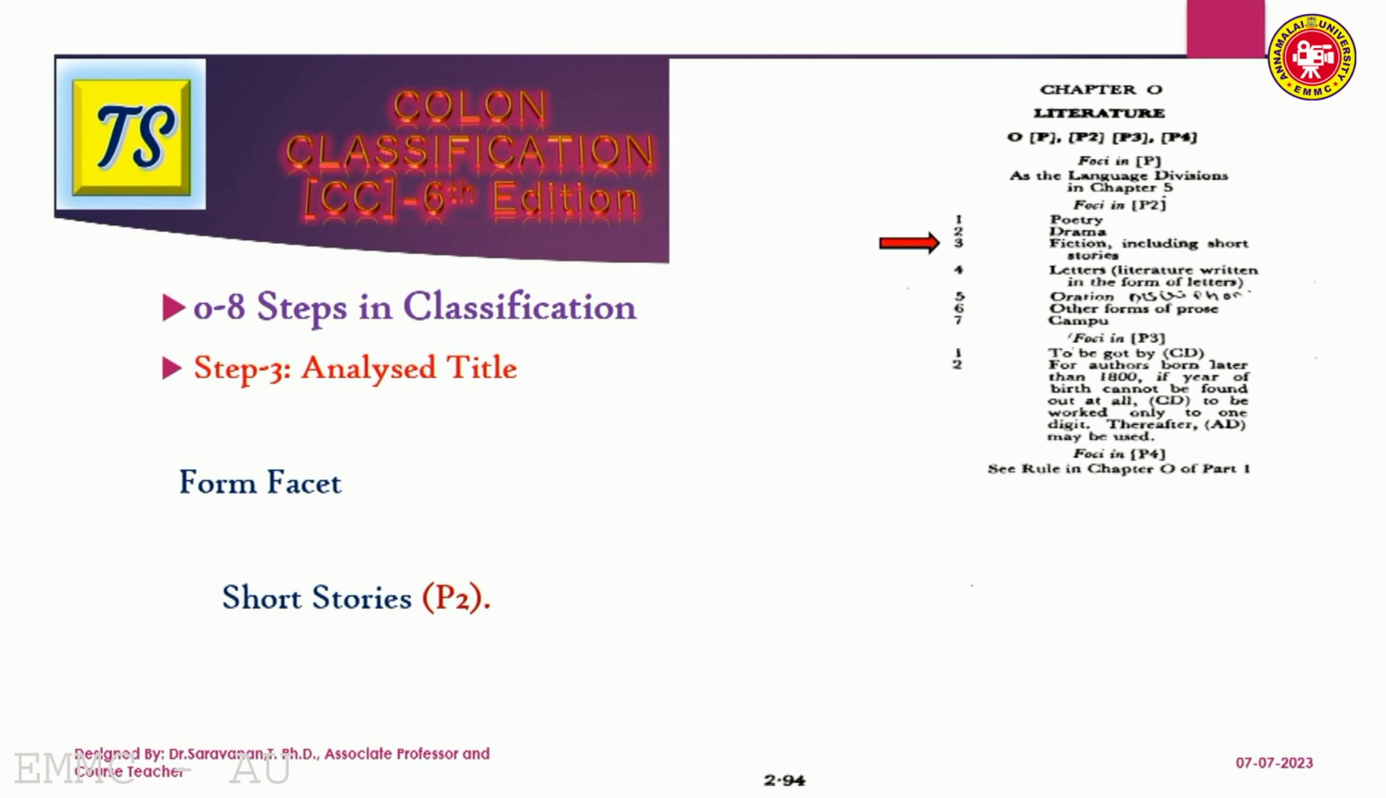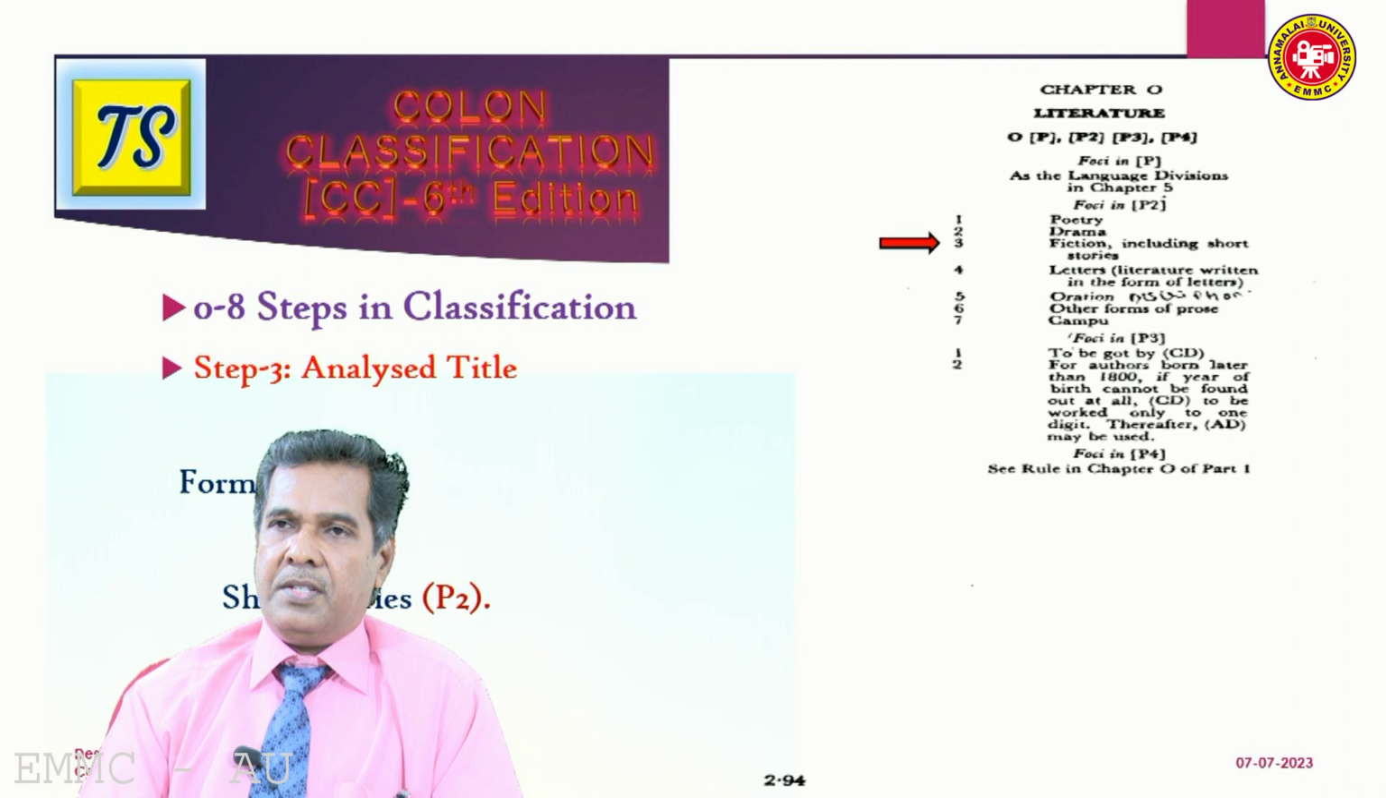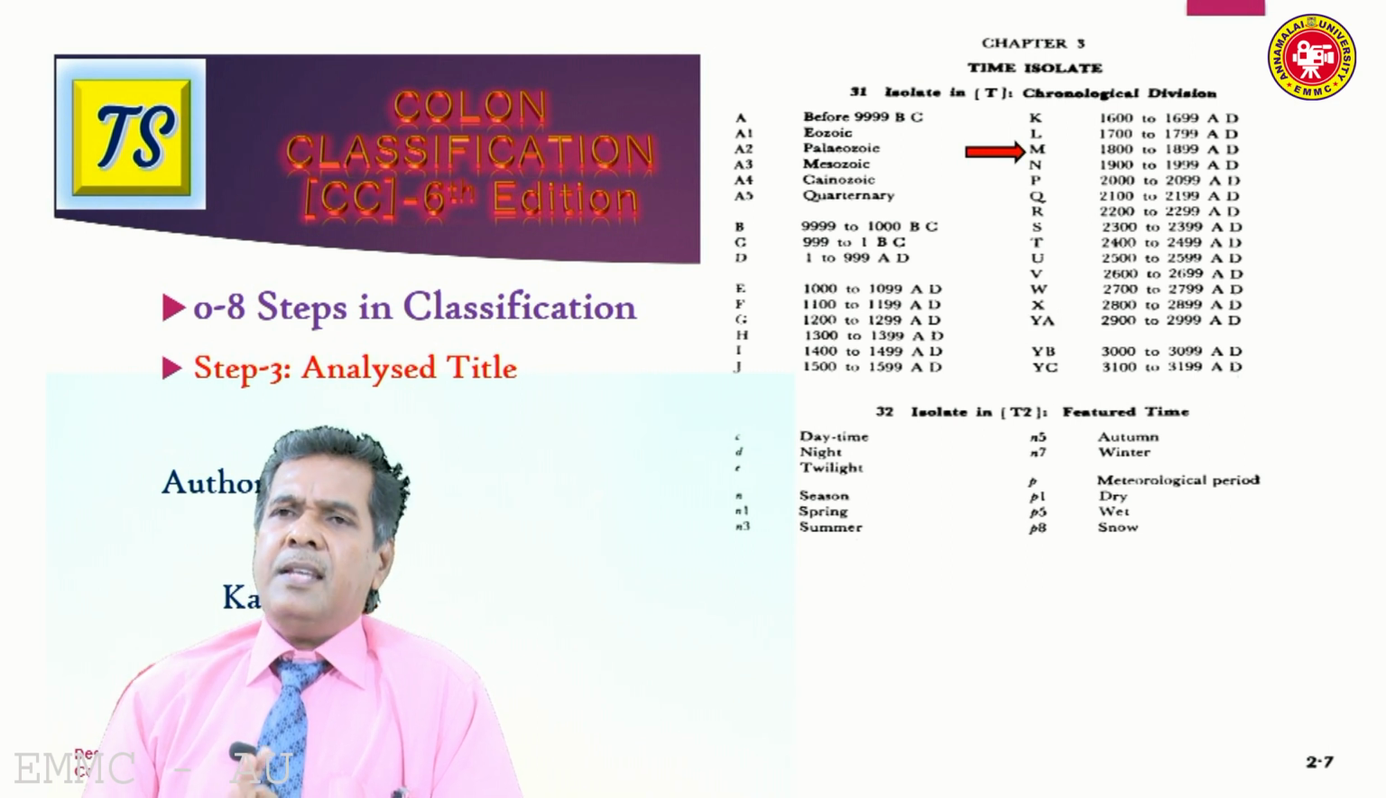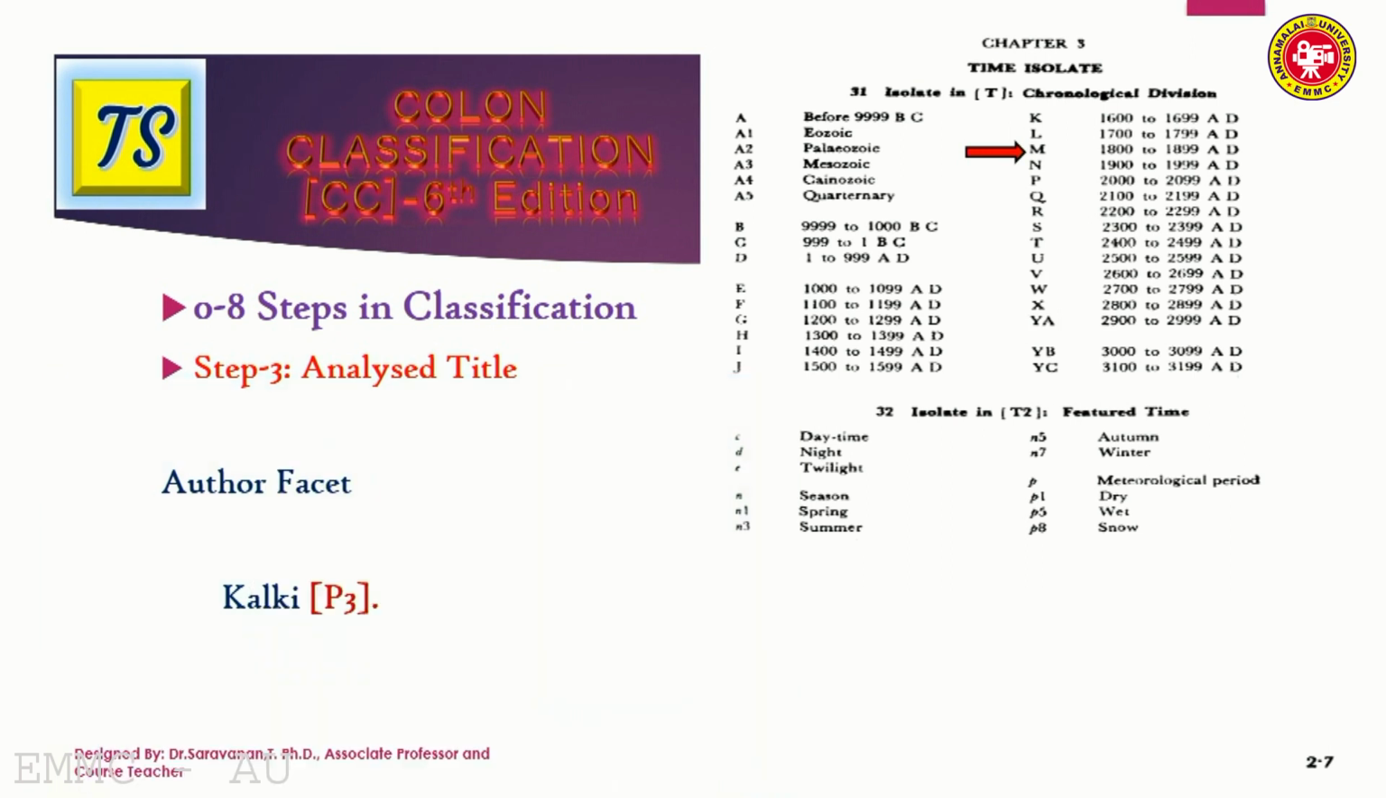The form 3 is identified by short stories, the form facet. Now the author facet. Just understand one thing: for the author of the document, you must identify the date of birth of the author. You can find it in the preliminary pages. The foreword or preface will give you the author's date of birth and other details. You must extract these details from the document.